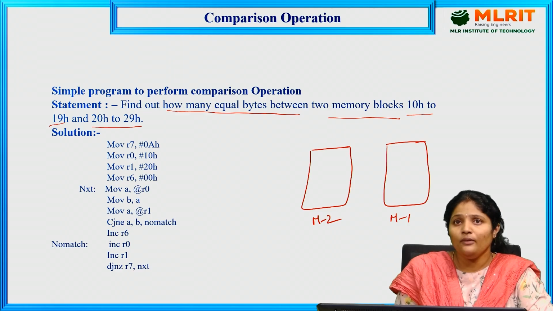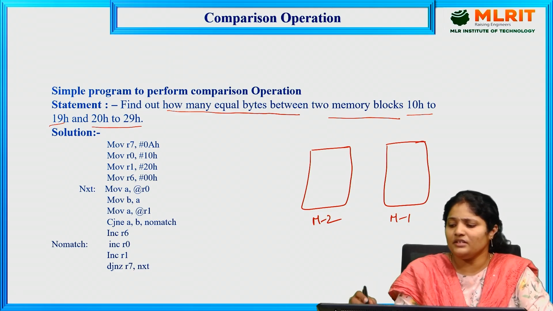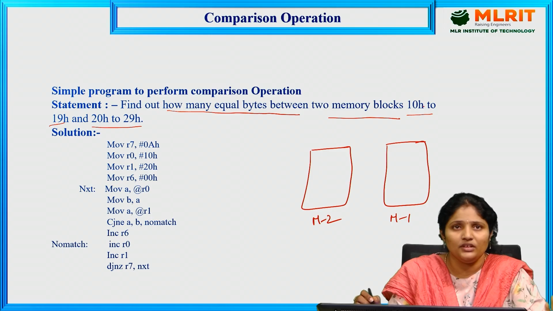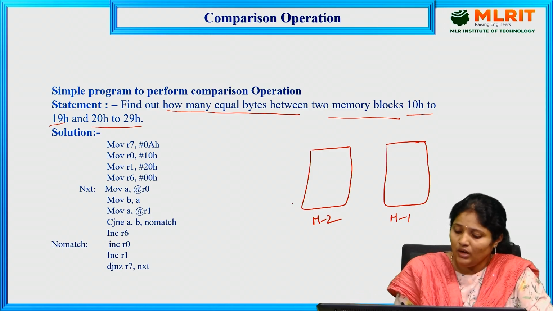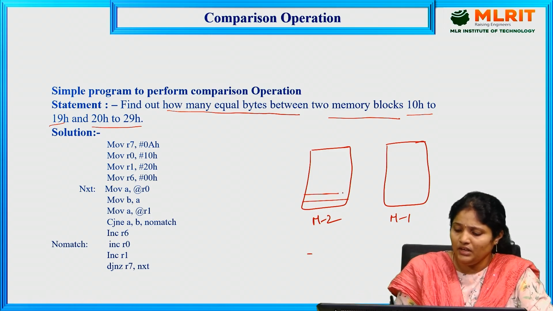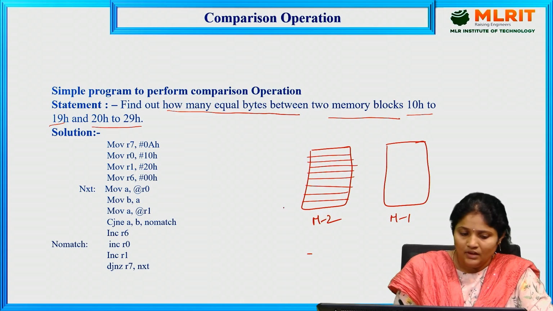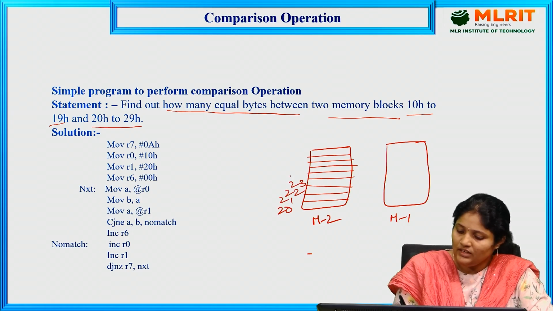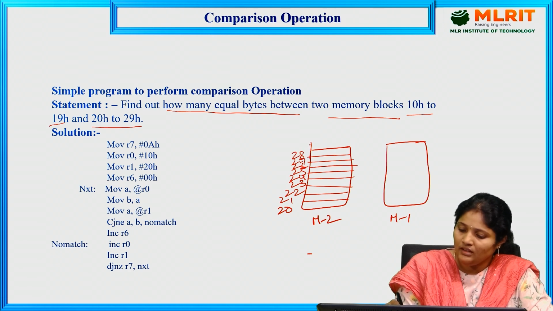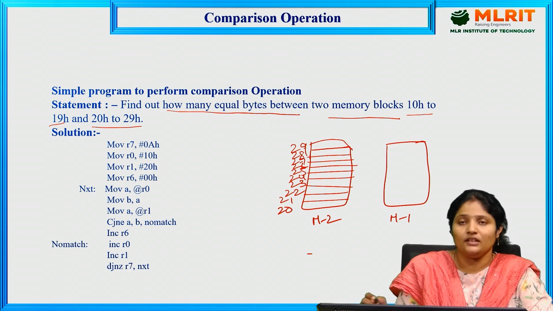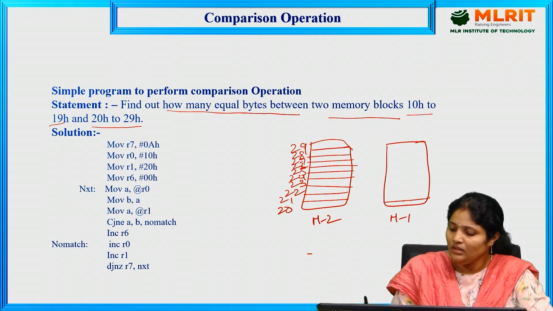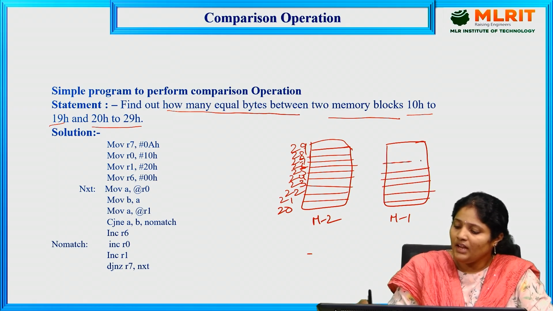Now see how many memory locations are there. It is from 10H to 19H, a hexadecimal representation, so there will be 10 memory locations. In the second block, 20, 21, 22, 23, 24, 25, 26, 27, 28 and 29, total 10 locations are there. You need to compare every location of one block with the other.